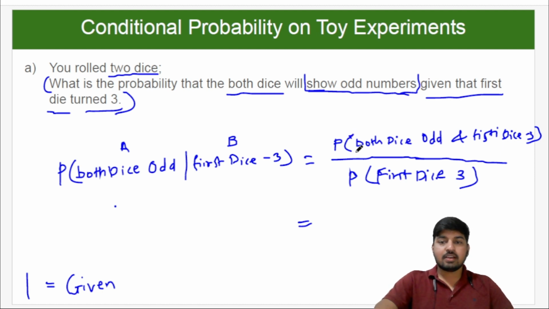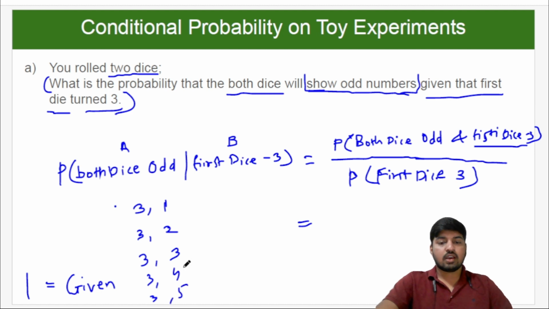So what is the probability that both dice will get odd numbers and also the first dice will get 3? Here we got the first dice as 3. How many possibilities are there? We have 3,1; the second dice might get 1. 3,2; the second dice might get 2. 3,3, 3,4, 3,5 and 3,6. So in total, how many possibilities are there? 6 possibilities, correct?